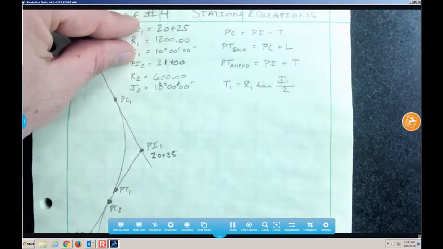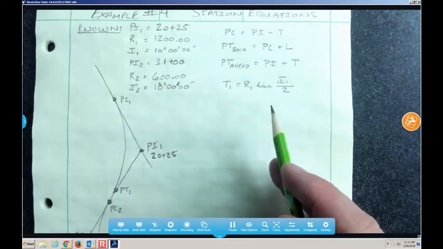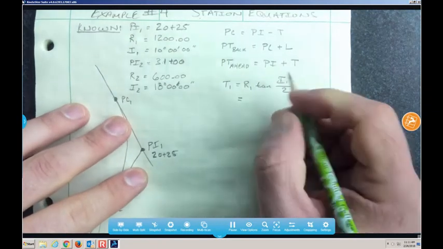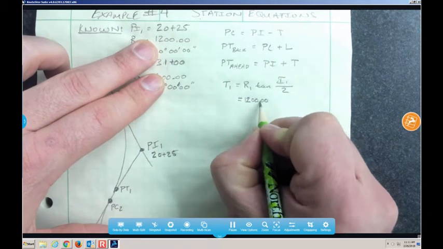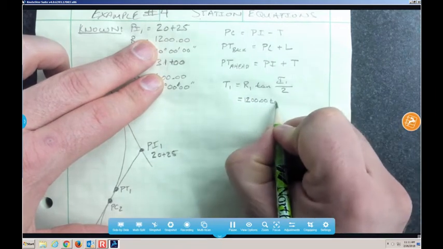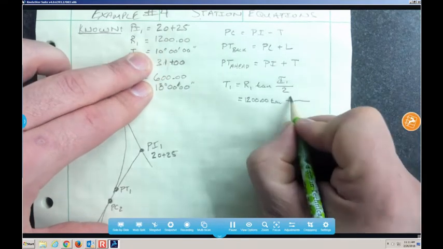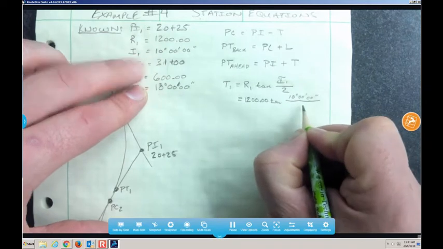I'm calling it 1 because we're in the first curve. That's why I'm putting those 1s there. That way when I come back and look at this, I know that that's what I was figuring out. I don't confuse measurements. So the R is 1200, tangent of I, which is 10 degrees, 00 minutes, 00 seconds, over 2.